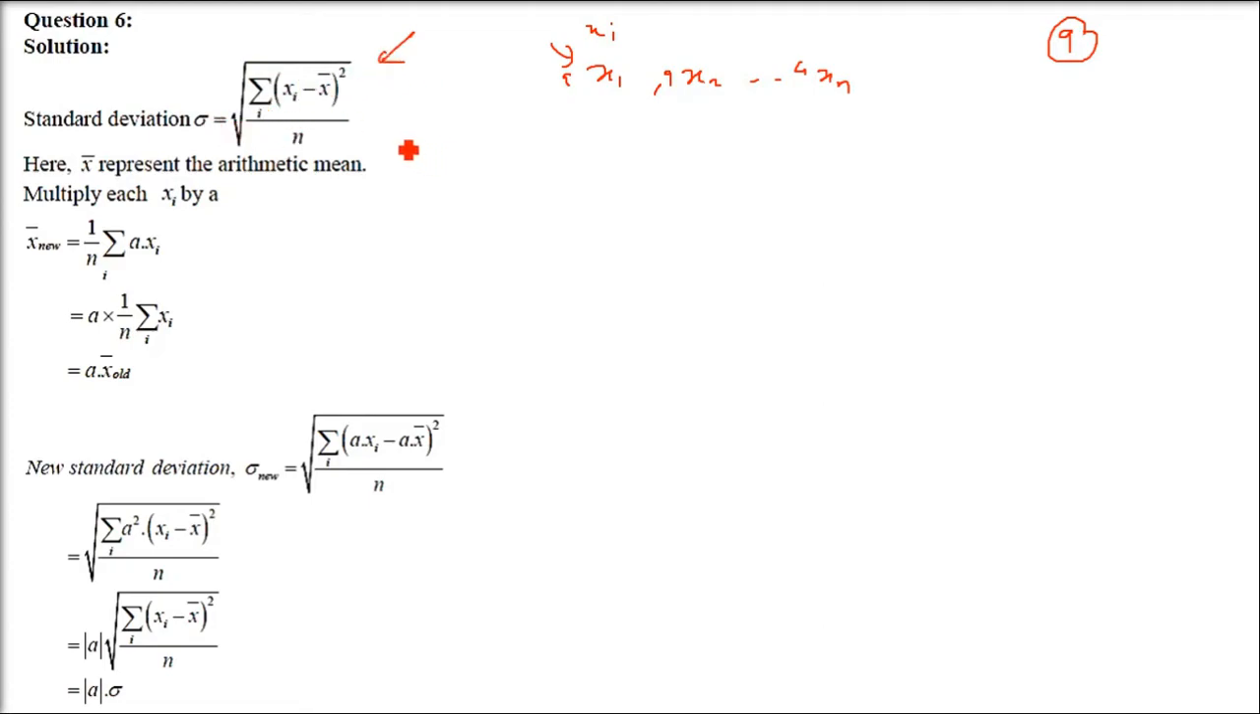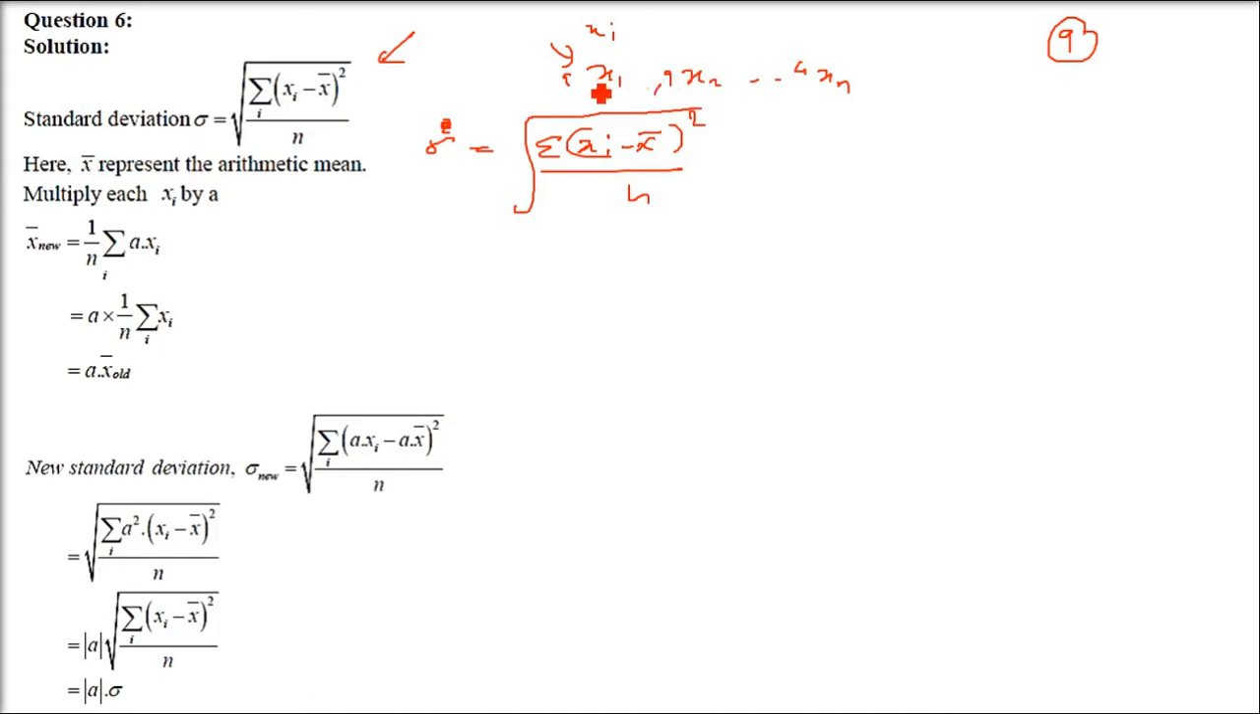This is basically sigma square, which is variance, and sigma is your standard deviation. Let me write it again just to recall all that we have learned. Xi minus x bar whole square by n, this is your sigma square. Sigma is under root of this one, which is the standard deviation.